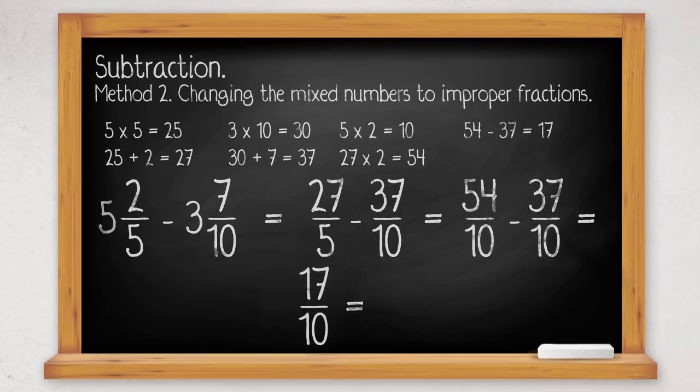This is an improper fraction, which we change to a mixed number. 10 goes into 17 once, remainder 7. The 7 tenths can't be cancelled down, so the answer is 1 and 7 tenths.